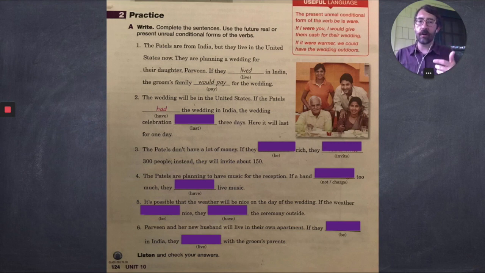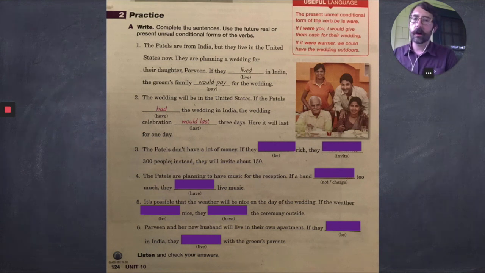This is imaginary. So if the Patels had the wedding in India, the wedding celebration, again, we're using the present unreal, so we're going to use would plus last. So the celebration would last 3 days. Here it will last for 1 day. So let me read it all together. The wedding will be in the United States. If the Patels had the wedding in India, the wedding celebration would last 3 days. Here it will last for 1 day.